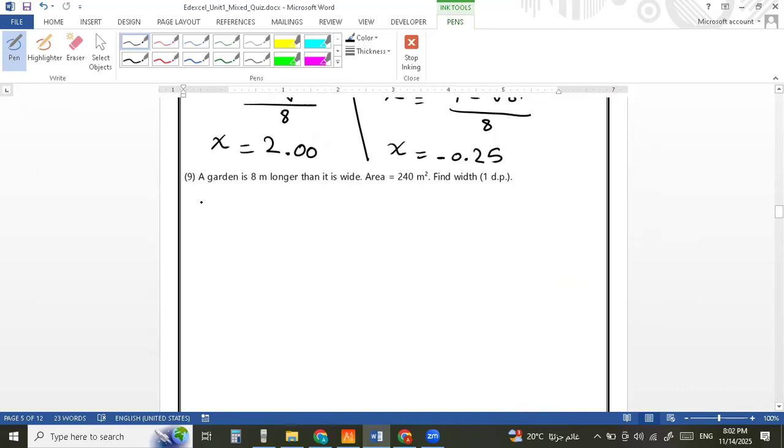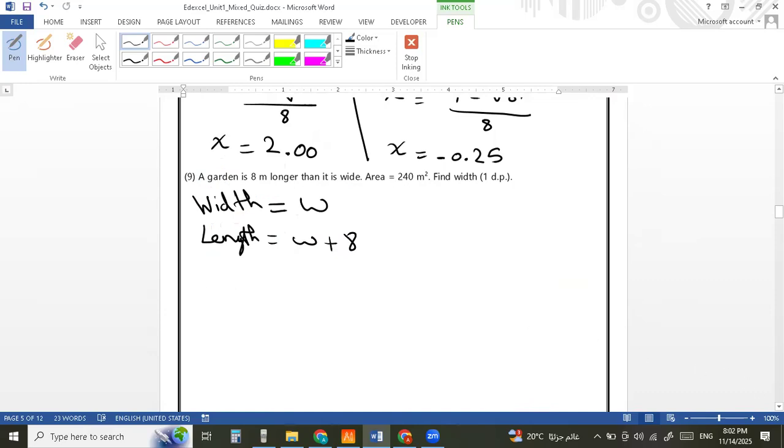The width is W. So let's say width equals W. But what about the length, mister? They said to you a length. It is 8 meters longer than width, W. So W plus 8. Okay, mister, they have given me that the area is 240.